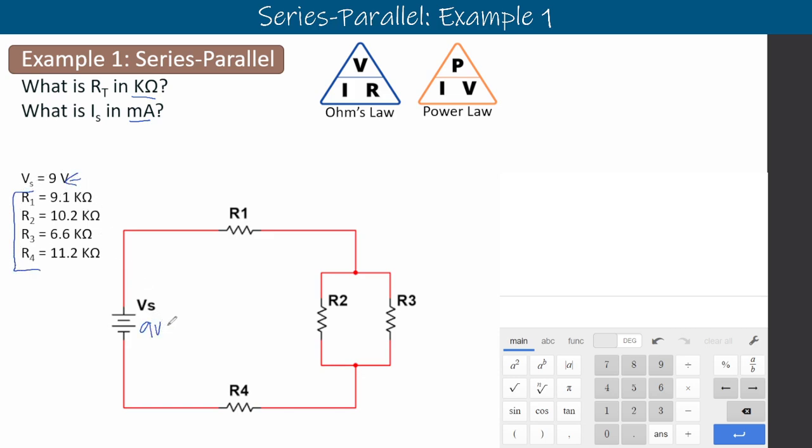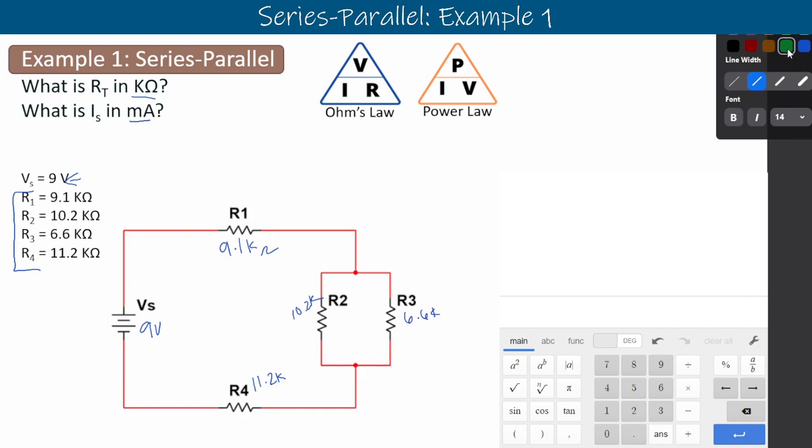So we've got a 9-volt source. R1 is 9.1 kiloohms. R2 is 10.2 K. R3 is 6.6 K. And R4 is 11.2 K. And so we want to put those into a series parallel combination to get our total resistance here.